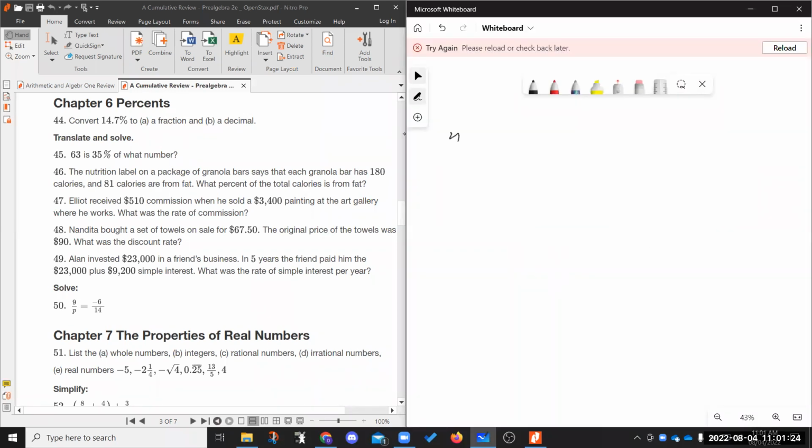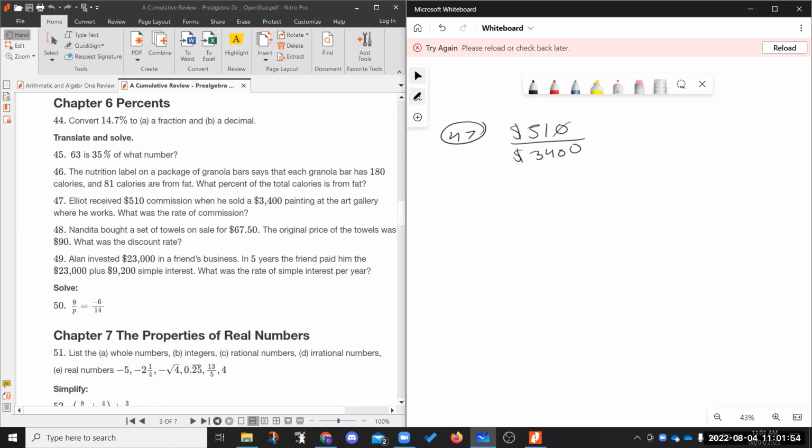Go to 47. Elliott receives $510 commission when he sold a $3,400 painting at the art gallery that he works with. What was his commission? So he received $510 for a painting that was worth $3,400. So we need to divide.